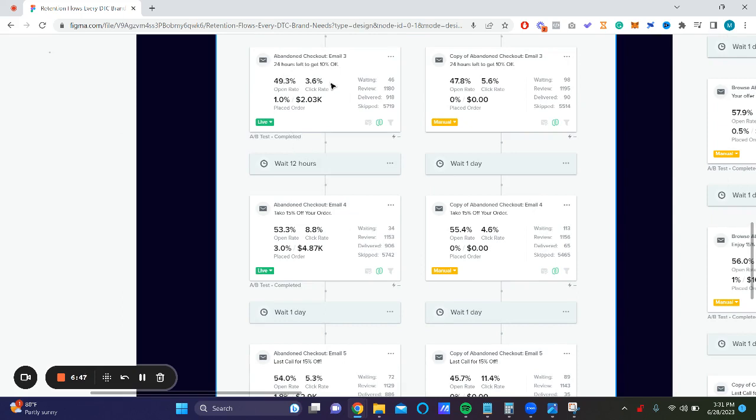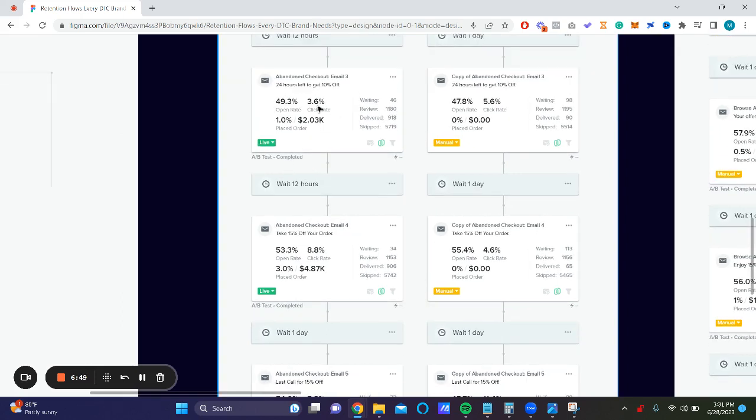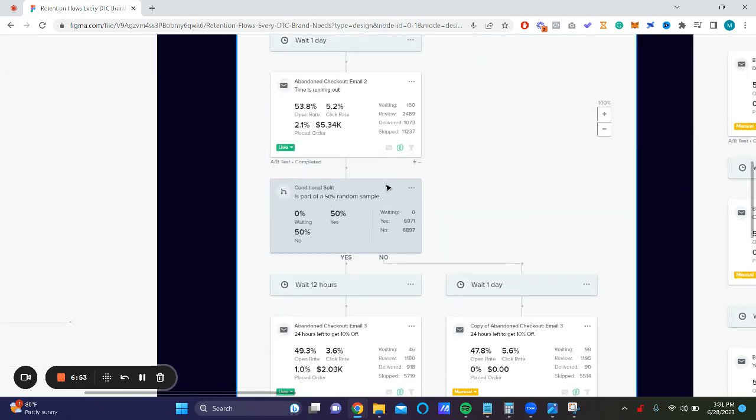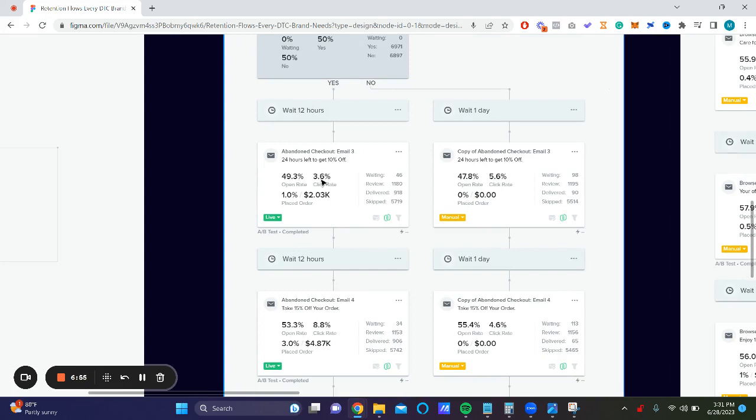All right, so this one, we're basically giving more urgency on the 10% off. So for instance, this one is 10% off. This one is 10% off plus urgency. It's essentially like, okay, your 10% off is still here. We're just sending you a reminder, but there's only 24 hours left until it sort of expires.